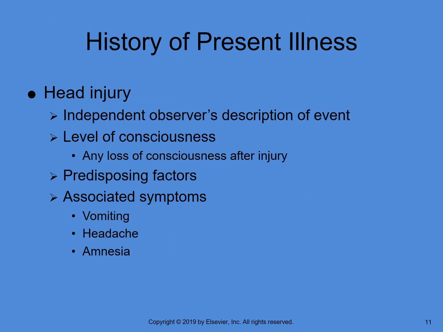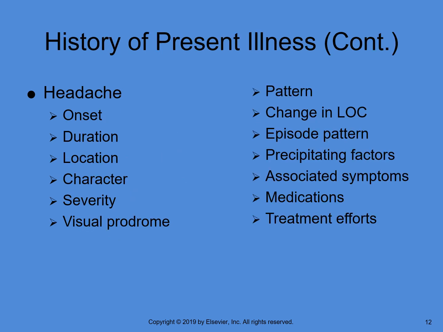So, let's see. A patient comes in, history of present illness, head injury. We want to know an independent observer's description of the event, because if it was a head injury and they lost consciousness, they may not have a full grasp of what happened. What's their level of consciousness? Did they lose consciousness? Any predisposing factors and associated symptoms like vomiting, headache, or amnesia of the event?